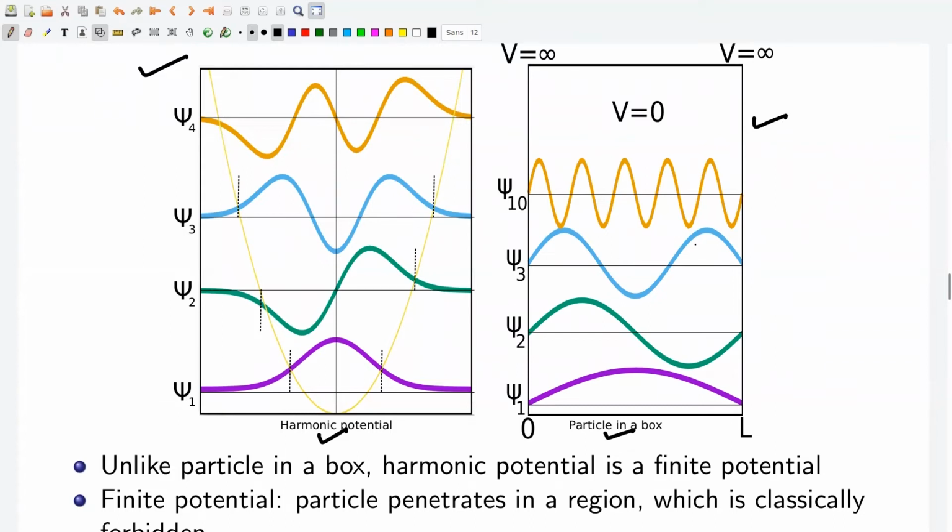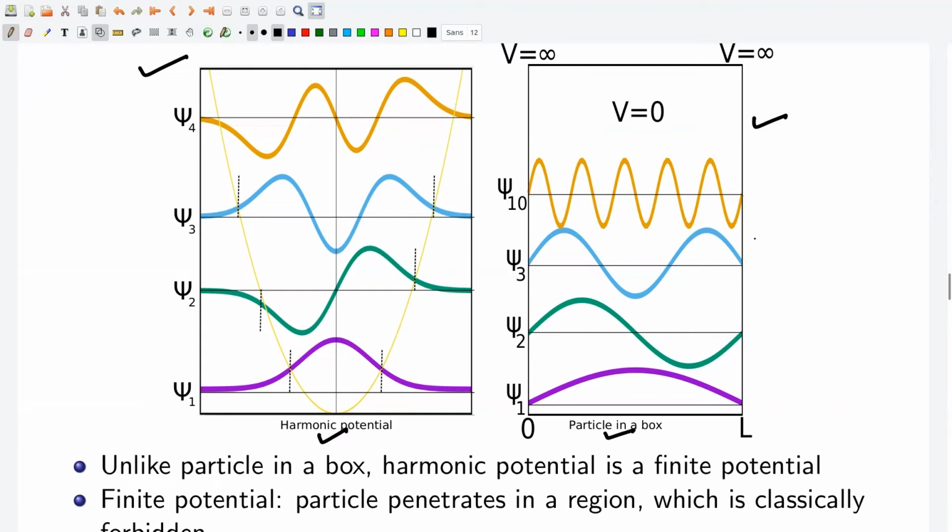For example, in the case of the particle in a box problem, the particle remains confined inside the box, whether you treat it classically or quantum mechanically. As you see here, the wave function remains completely confined inside the box. This happens because the potential becomes infinite at the box edges.